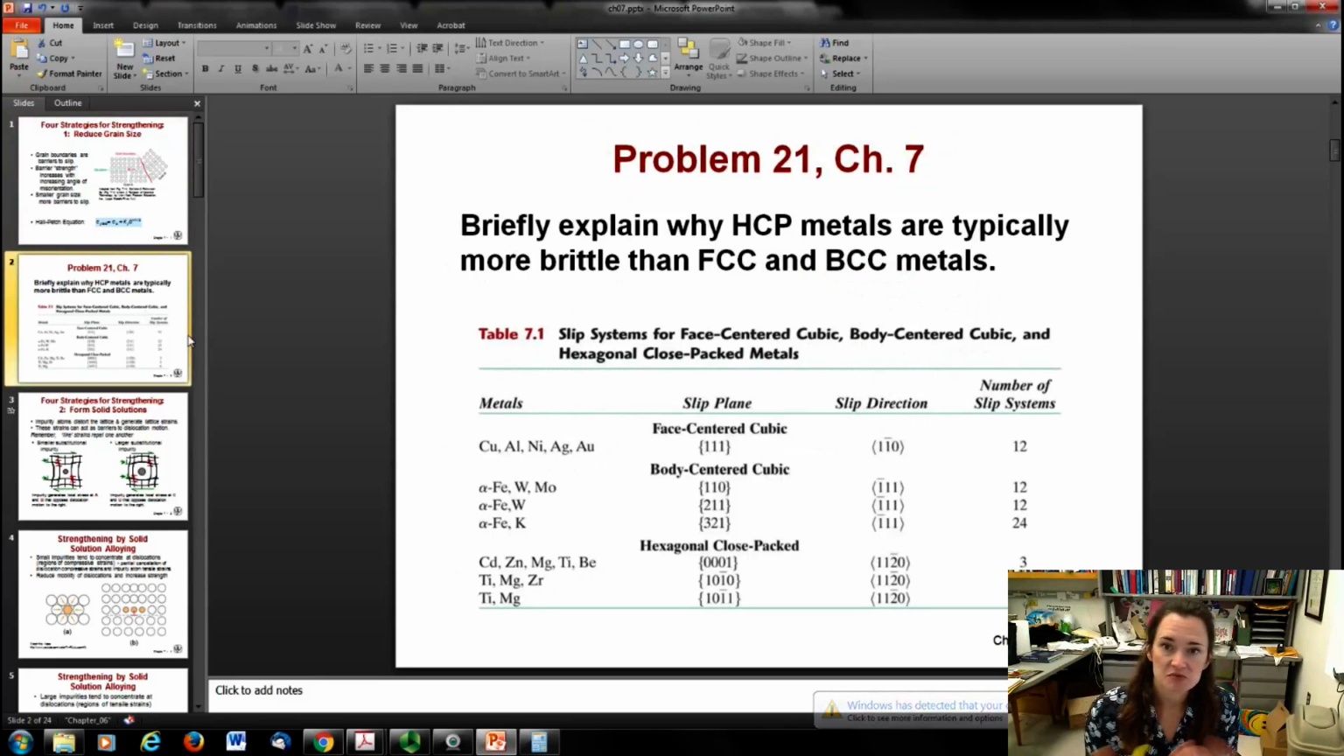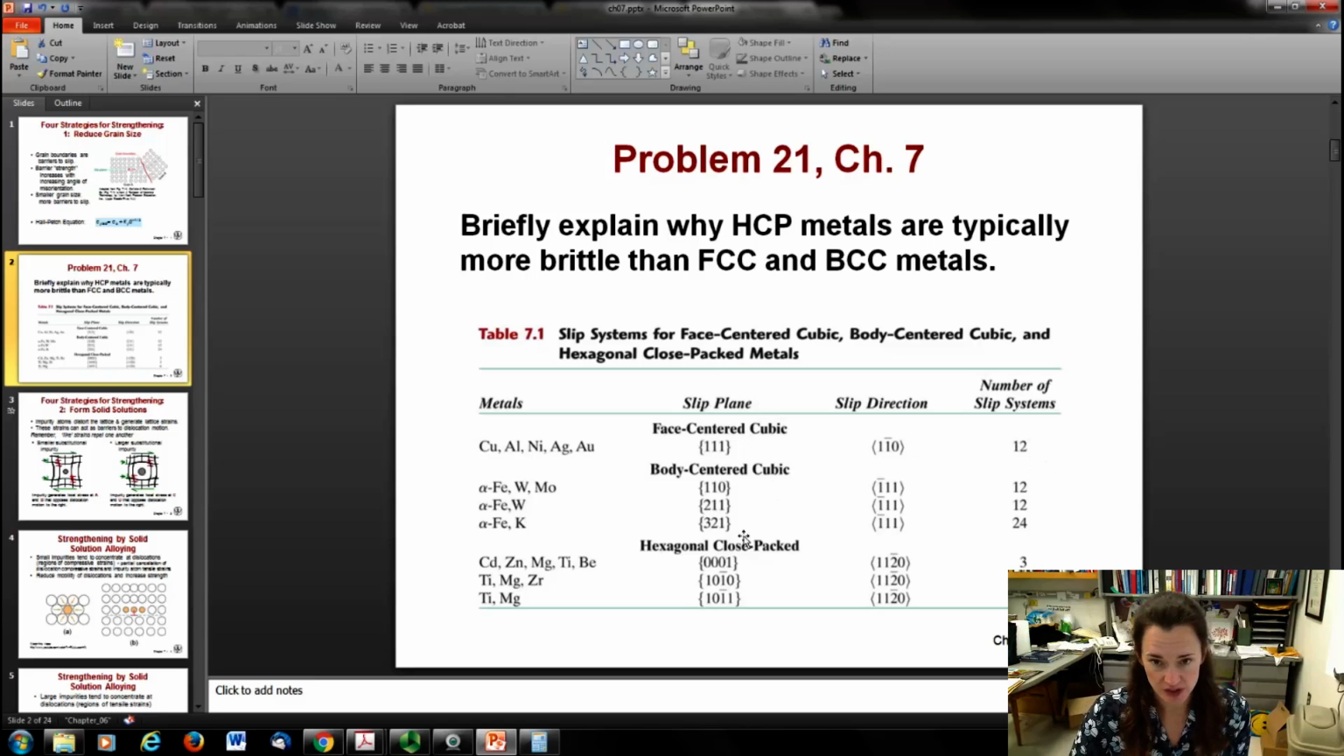Okay, as an example problem here, briefly explain why hexagonal close pack metals are typically more brittle than FCC and BCC metals based upon Table 7.1, which tells us about slip systems for face-centered cubic, body-centered cubic, and hexagonal close pack metals. Okay, so if you look at this, for the FCC metals like copper, aluminum, and so forth, remember, their slip plane is the 1-1-1 family of planes, and the slip direction is the 1-1 bar 0 direction.